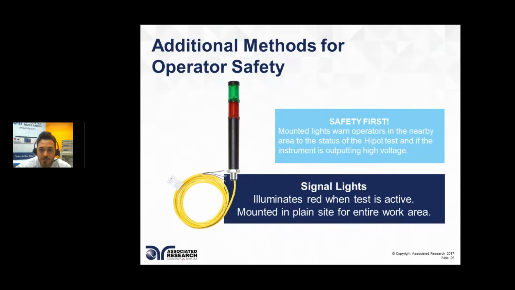So again, the mounted light warns operators in the nearby area of the status of the HiPot test and whether the instrument is outputting high voltage. And the higher the better, the more plain sight area the better. And it's important to note you need to be able to power this guy up, right? This tower light takes 120 volts, and so you need to mount it somewhere where you can give it its input power. The HiPot instrument will give it its signals, turn red or green, through the signal output, through PLC signals, but it needs to be near somewhere where you can provide input power.